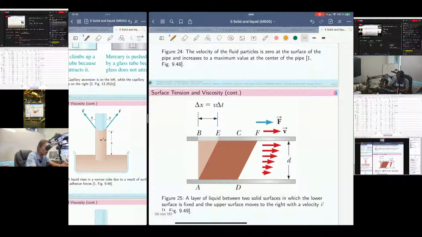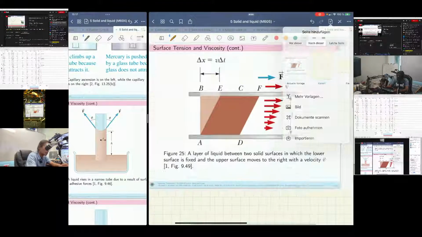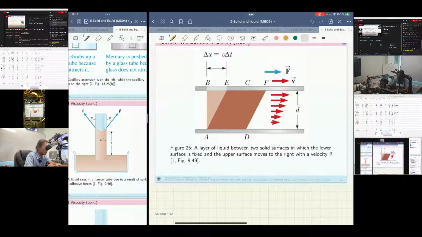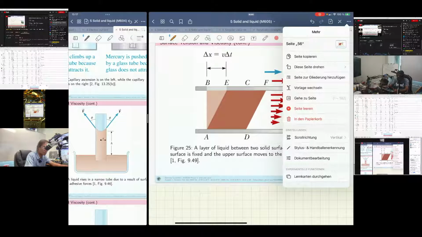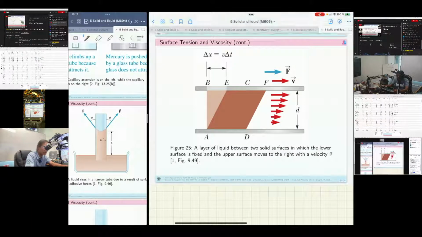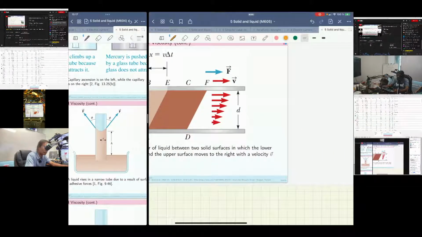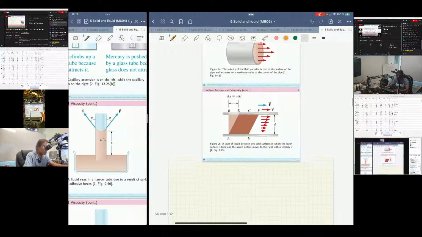How to delete this page? I'm not sure. Oh no. It's okay, this page is fine.